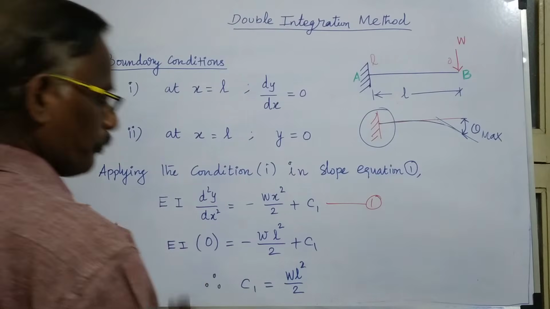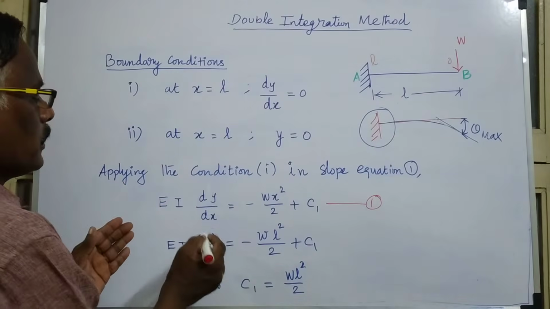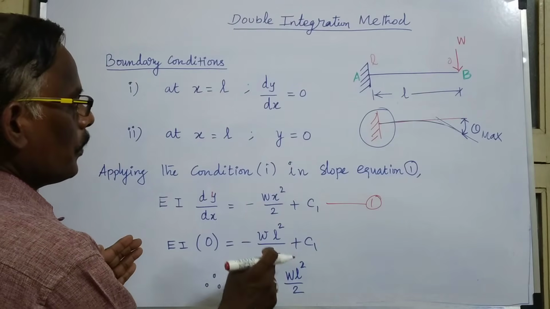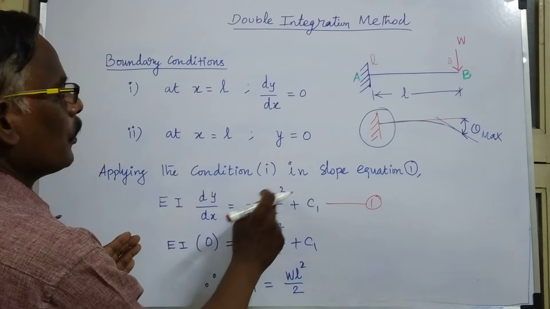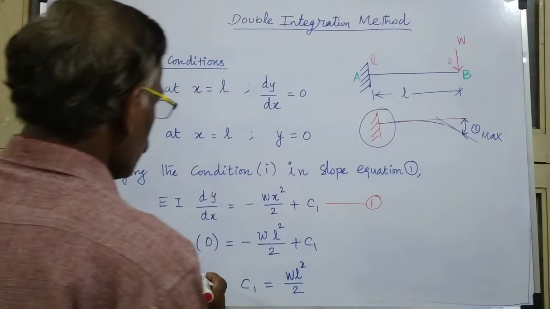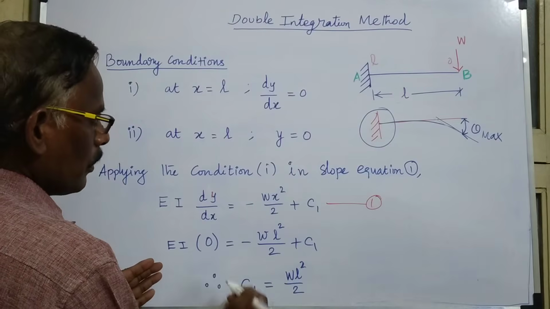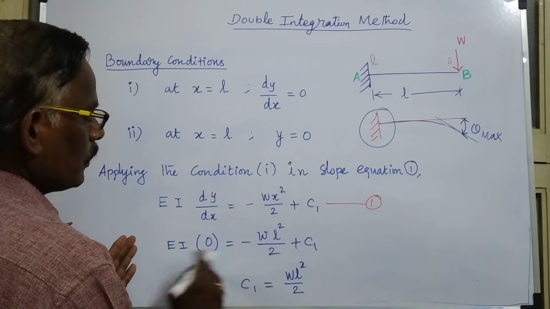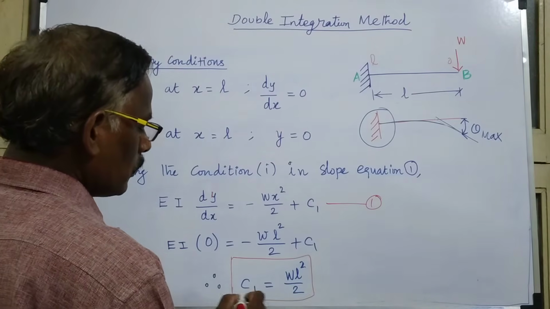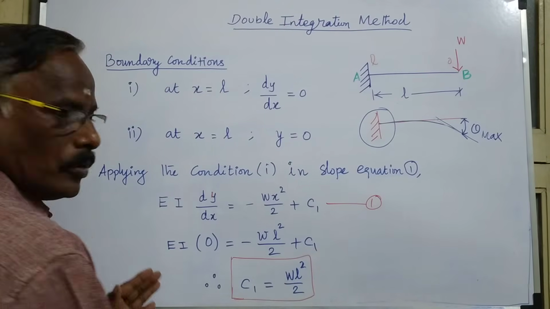So dy by dx becomes 0, right? Minus w by 2, instead of x we put L, so minus wL squared by 2 plus c1. Okay, now if you simplify this one, c1 coming to the left-hand side, so c1 is equal to wL squared by 2. Could you understand this one? So the constant term c1 is equal to wL squared by 2.